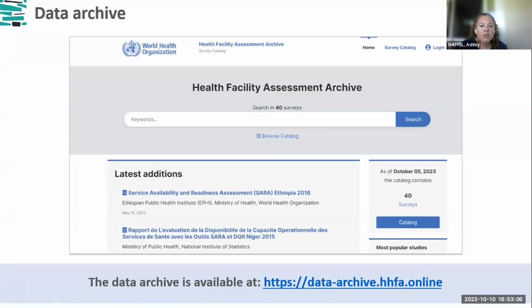Okay, and then I wanted to just mention briefly our global data archive. We have the HHFA and the SARA survey reports available for download in the data archive, and the link is provided here. We're hoping that someday in the future, survey metadata and microdata will be accessible where authorized by the country. The way this data archive works is that when countries have completed their survey and finalized their report, they have an option to contribute to the archive, and then they'll be posted here for the general public to have access to.